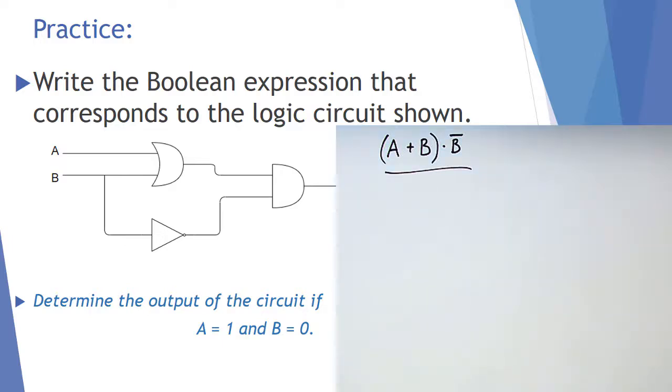Now let's determine the output when A is 1 and B is 0. Well, if we let A be 1 and B be 0, the output of the OR gate will be 1. That'll get fed to the AND gate, and since B was 0, when it's negated, it'll be a 1. And since the AND gate is being fed a 1 and a 1, its output will be a 1.